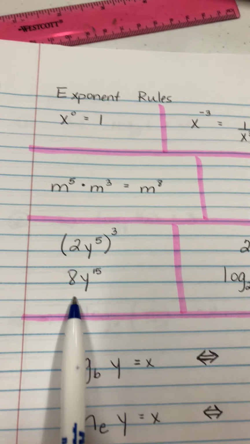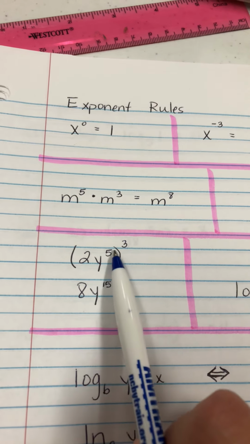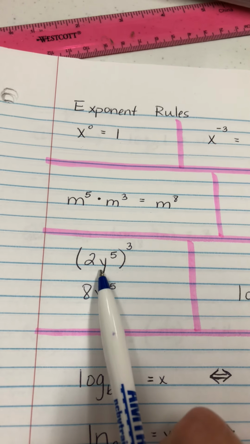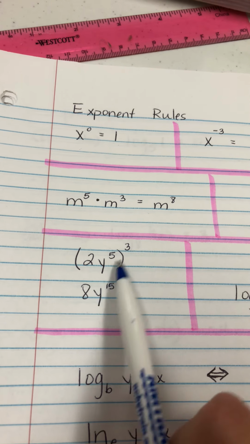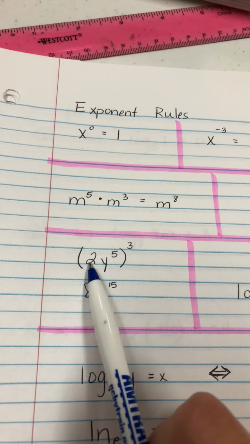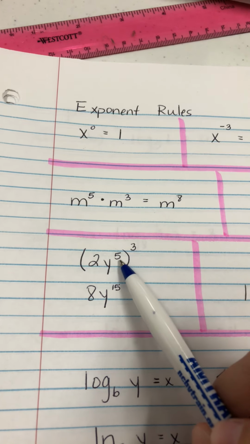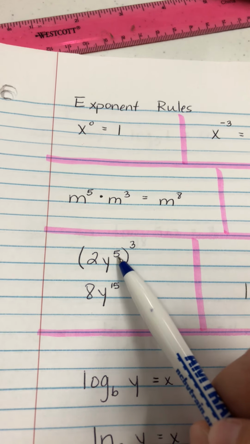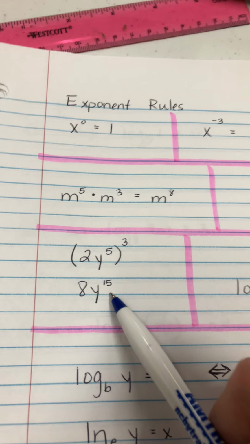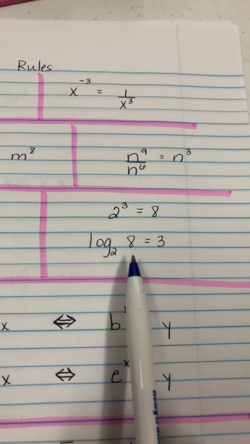And then you also have when you are raising powers to other powers. So in this example, my entire base is this monomial 2y to the 5th, and that entire base is getting cubed. Now that means that your 2 is getting cubed, so 2 to the 3rd power would be the number 8, but your y to the 5th is also being cubed, and when you have a power and you raise it to another power, the rule is that you multiply. Okay, so very quickly wanted to review the exponent rules with you before we get to logs.